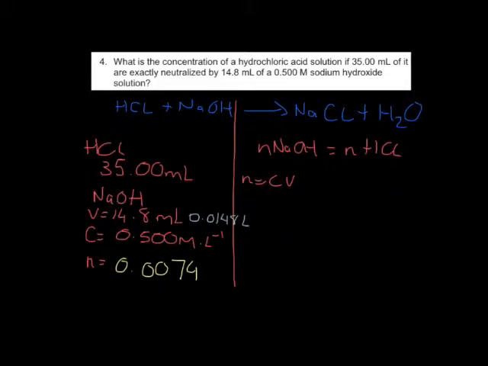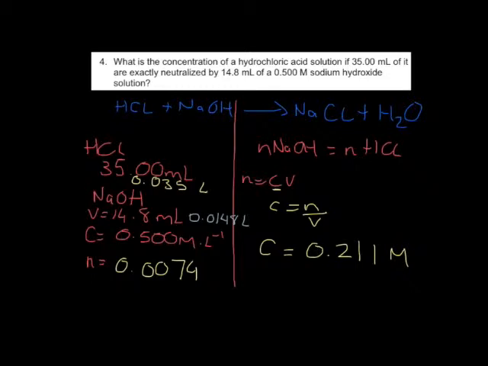Now we want to find out the concentration, so we need to rearrange the formula, C equals n on V. And that then means that we need to have the volume also in litres, so 0.035 litres. So 0.0074 divided by 0.035, and that means that we had a concentration of 0.211 moles of hydrochloric acid.